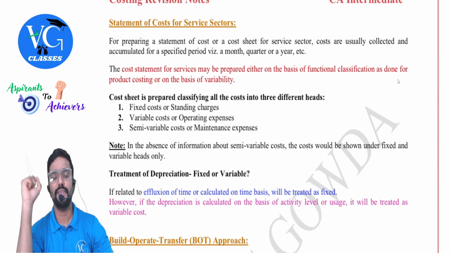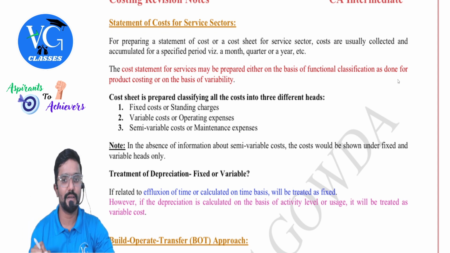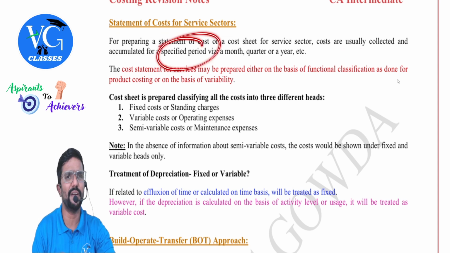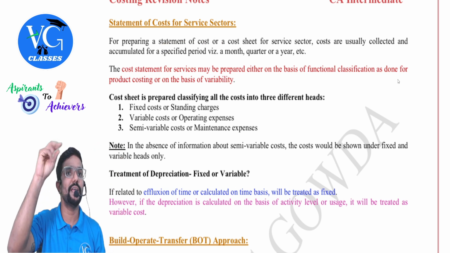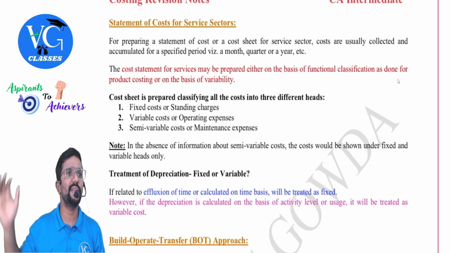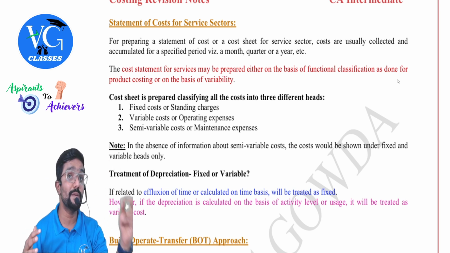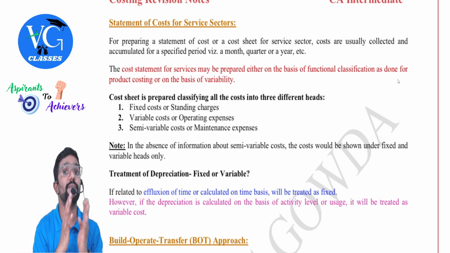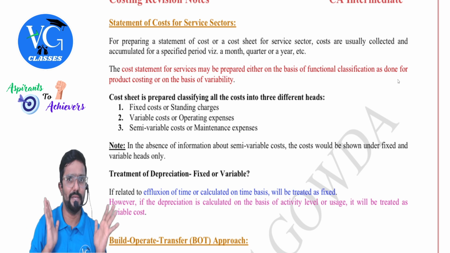Statement of cost for service sectors. For preparing a statement of cost or cost sheet for the service sector, costs are usually collected and accumulated for a specific period, like a month, quarter, or a year. Guys, one thing you have to be careful about while calculating the total cost: a few costs might be given per month, a few per quarter, per annum, and so on. Please convert everything to an equivalent time period, either per year or per month.